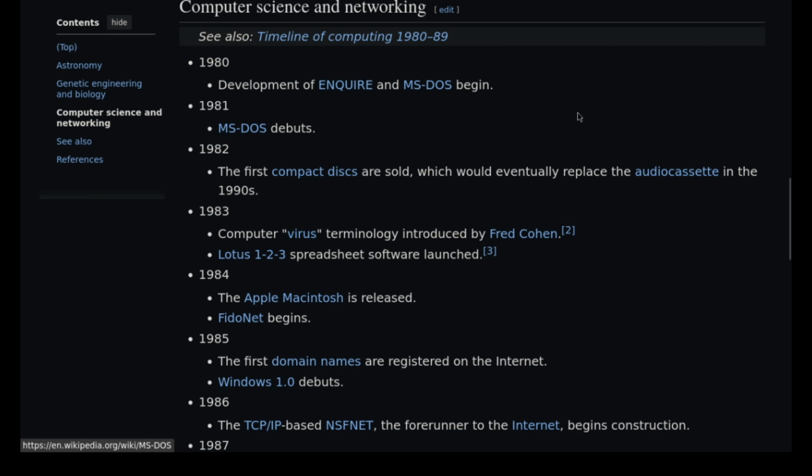And MS-DOS, 1981, MS-DOS debuts. So this was my first operating system, MS-DOS. I wasn't like all the cool kids with the Commodore 64. I started out on either an 8286 or 8386 PC. MS-DOS and Windows 3.11, that was the thing back then.